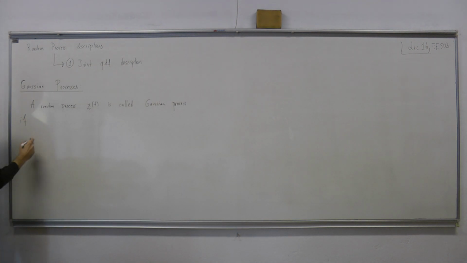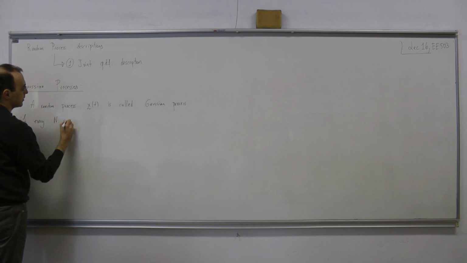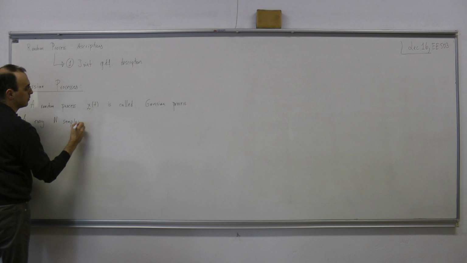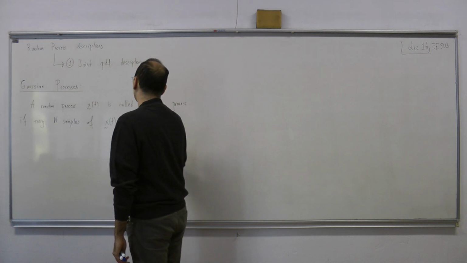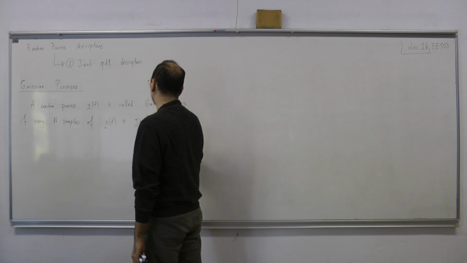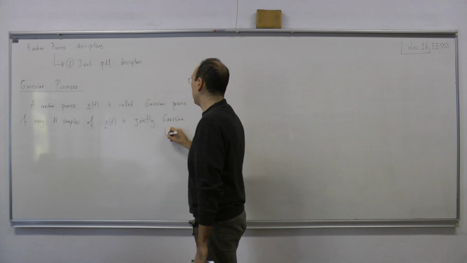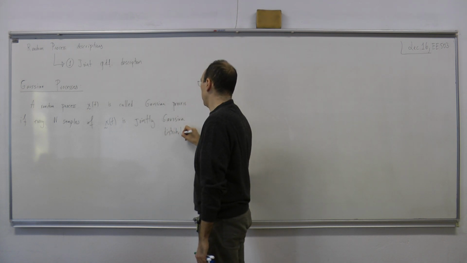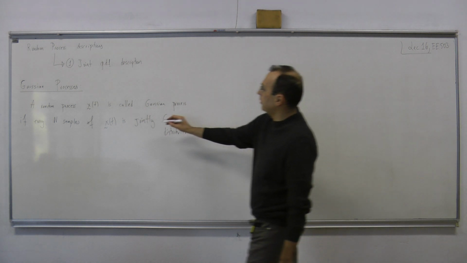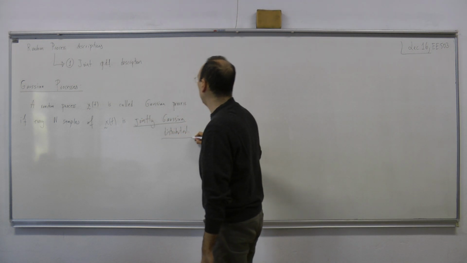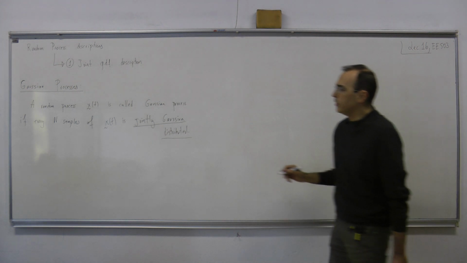so it's a definition, if every n samples of x of t are jointly Gaussian distributed. Jointly Gaussian distributed. Okay. Previously, we have seen the meaning of jointly Gaussian distribution. Okay. So, what's the meaning of that?